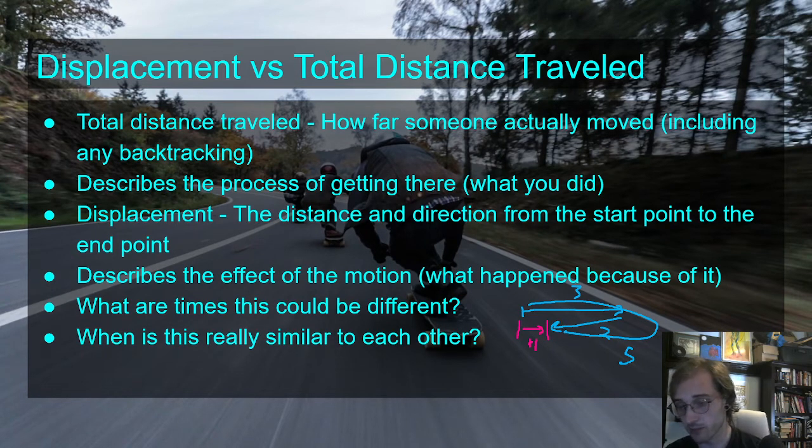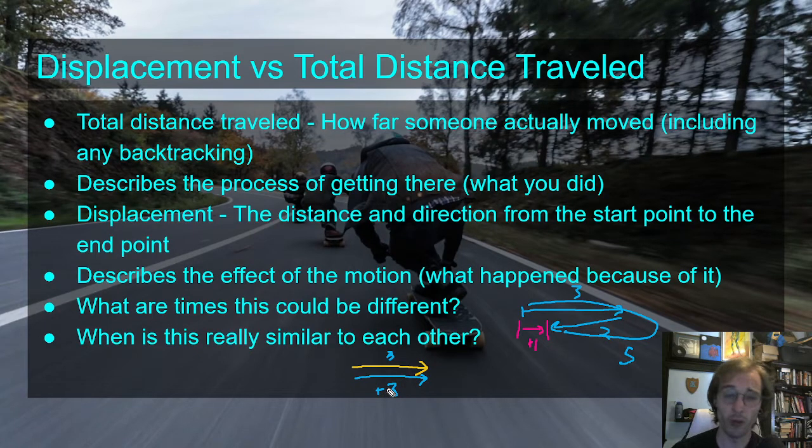But if you just have a situation where one thing goes forward and that's it, for an amount of time, or one thing goes backwards for an amount of time and that's it, then the total distance traveled will be 3 and the displacement will be positive 3. There is a little bit of a difference between them always, because the displacement has to include the direction, where the total distance traveled can't, because it wasn't necessarily all in one direction.